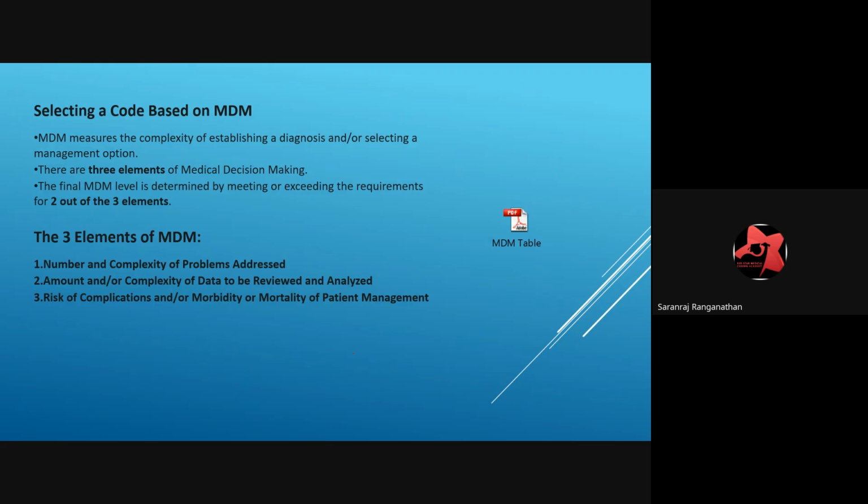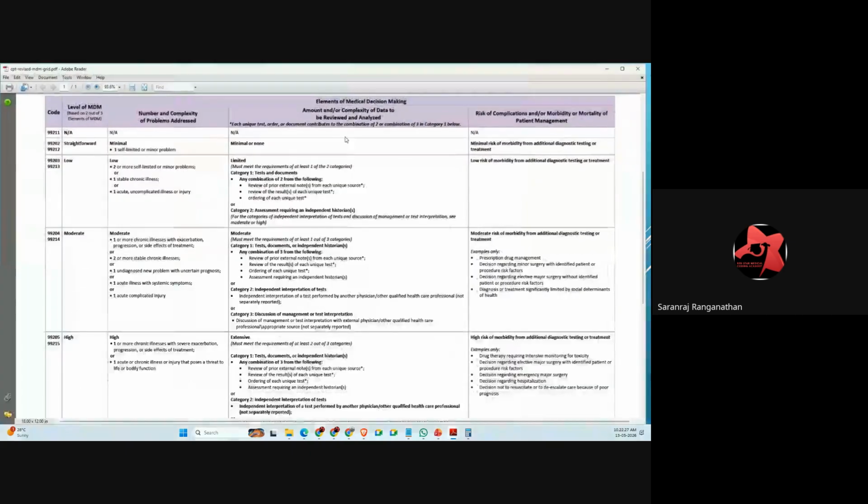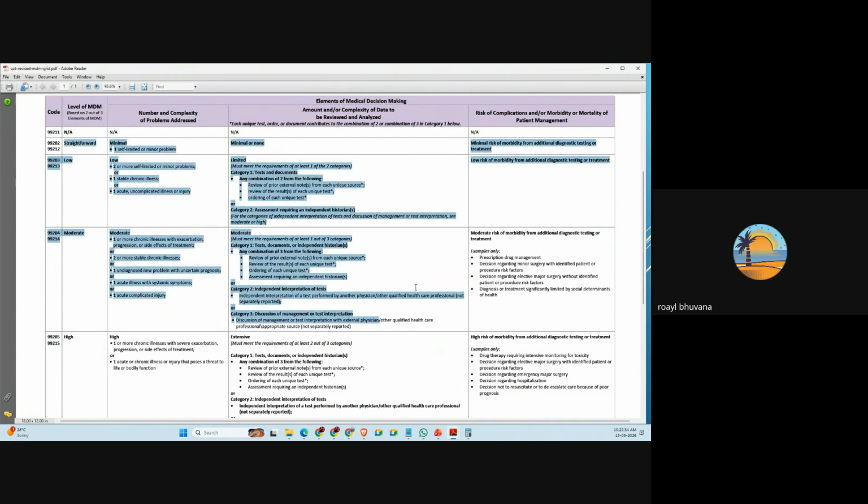Okay, so we have seen the first part, which is the time-based. Now we are going to see the table-based. When it comes to the table, let me go to the table and give you a small intro, and based on that we'll go one by one. So the table has three elements. Hope you are able to see the screen, right? Yes, we're able to see the screen.